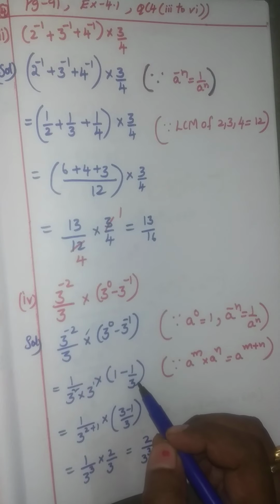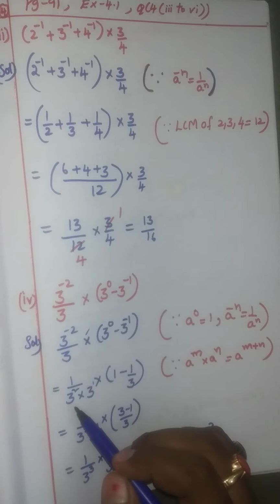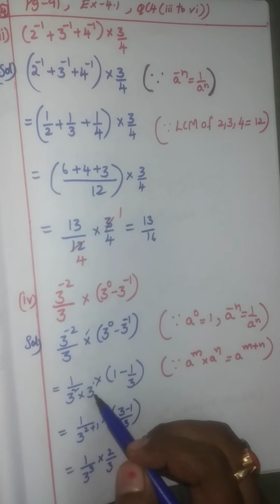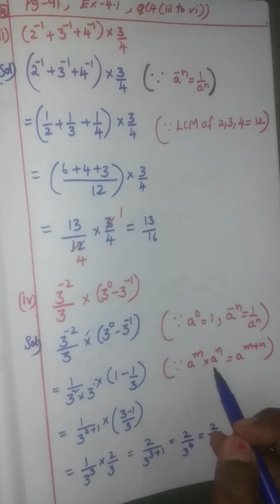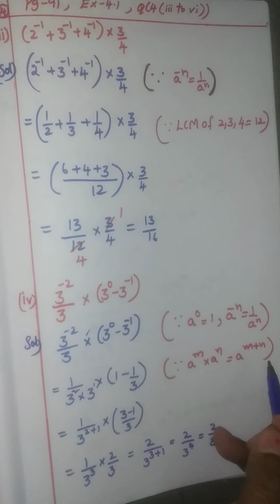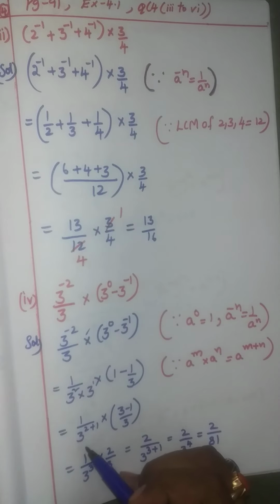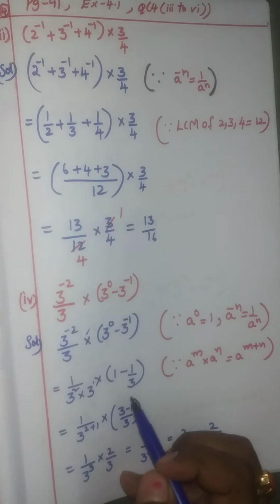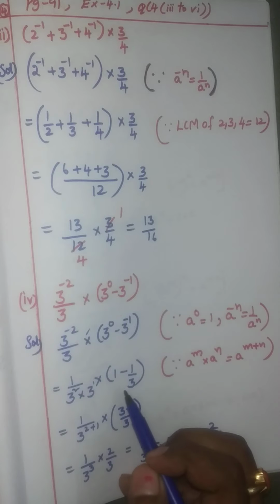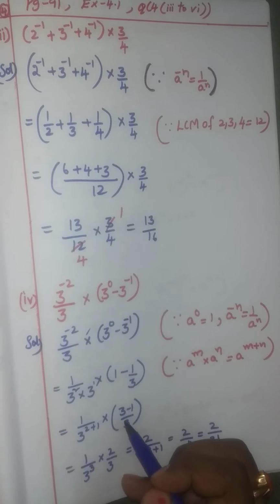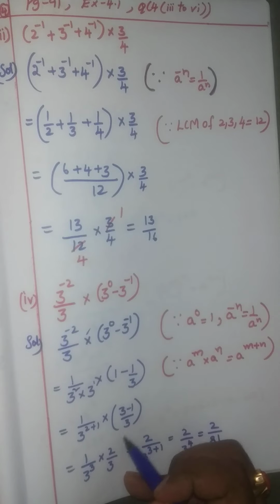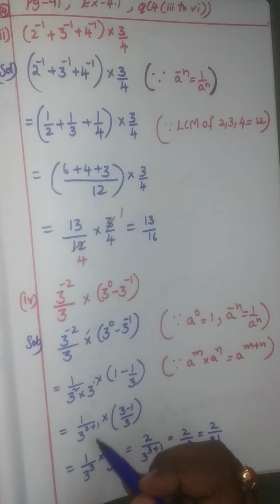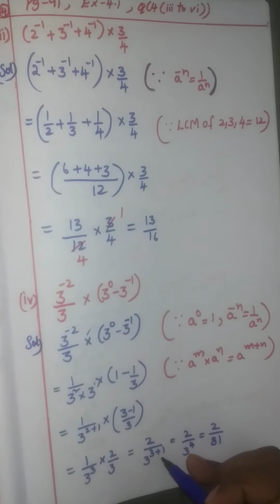If the number does not have any power, what is the power? Then 1. So here the bases are same, and when bases are same, we can add the powers. A power of m into a power of n equals a power of m plus n. So 1 by 3 power of 2 plus 1, into, see here, LCM of 3 and 1 is 3. 3 ones are 3, minus 1 by 3. 3 minus 1 is 2, so 1 by 3 power of 3, into 2 by 3.